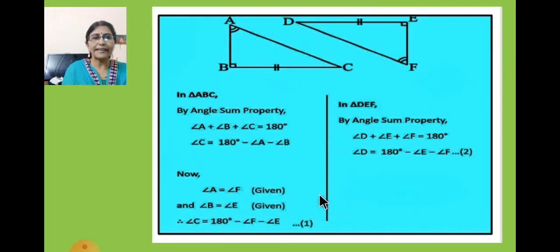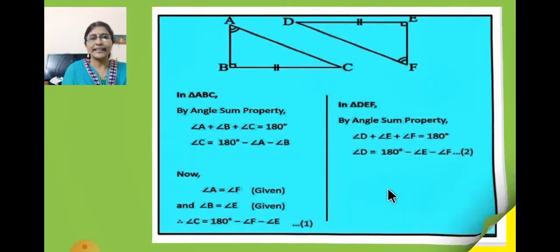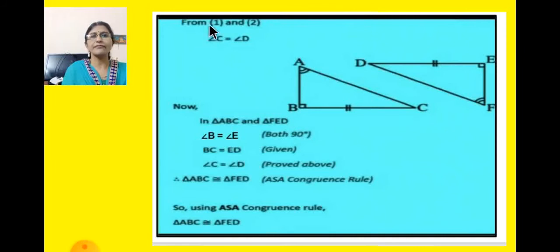Now you compare these two equations, you will see angle C is equal to angle D. You can see here angle C is equal to 180 degree minus angle F minus angle E. The same way here we got the same thing, angle D is equal to 180 degree minus angle E minus angle F. So they are the same. So we can write angle C is equal to angle D. Here it's written: from 1 and 2, angle C is equal to angle D.